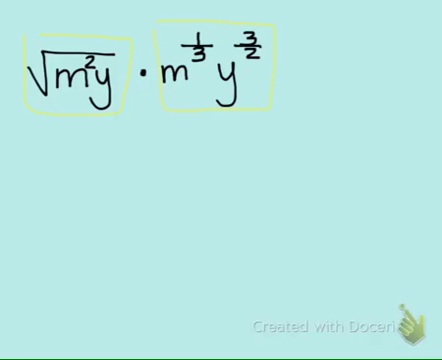So since we have the square root, we can assume that our root is 2. So that means that we are taking everything that's under the root and we're raising it to the 1/2 power. We're going to multiply it times what's beside it.